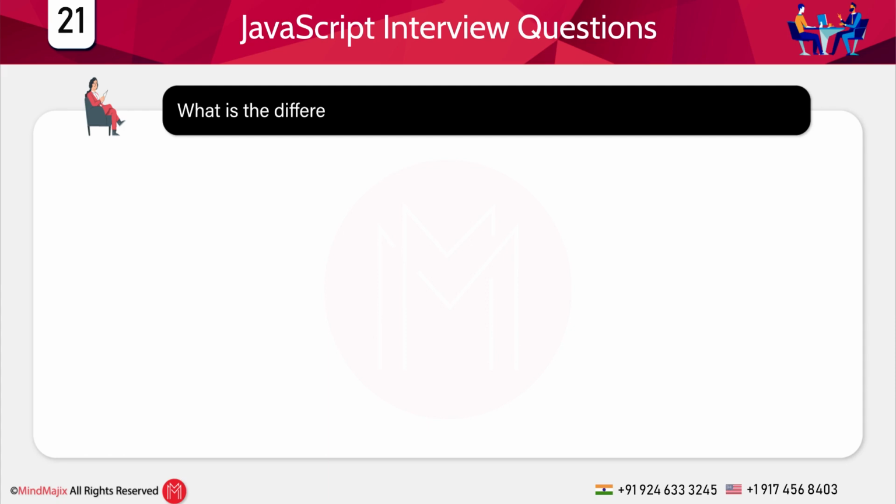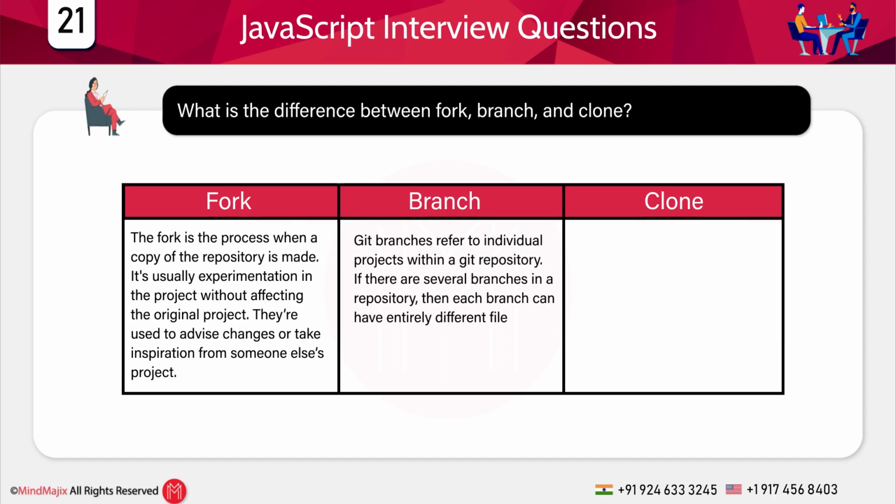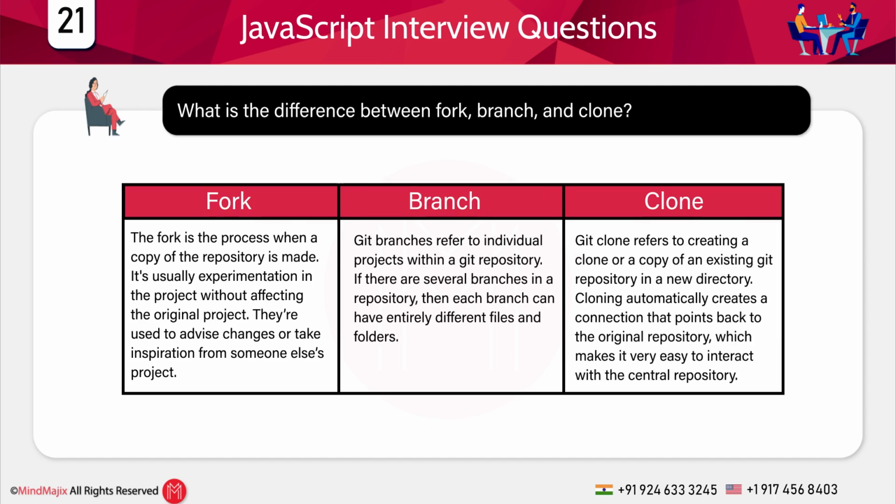Now, what is the difference between fork, branch, and clone? So fork is the process when a copy of the repository is made. It's usually for experimentation in the project without affecting the original project. They are used to propose changes or take inspiration from someone else's project. Branch: Git branches refer to individual projects within the Git repository. If there are several branches in a repository, then each branch can have entirely different files and folders.